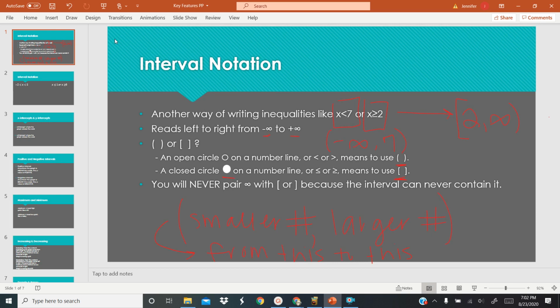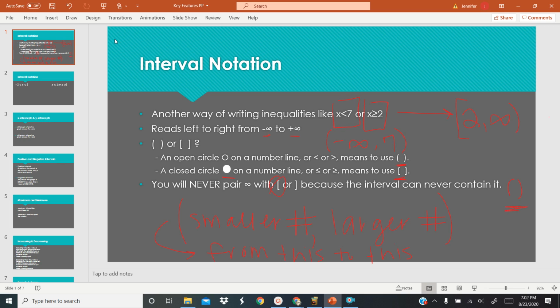Another side note is that anytime you have an infinity or a negative infinity, you're not going to use brackets, you're always going to use parentheses. That's because brackets are like a closed circle on a number line, meaning the number is in the interval, and infinity is never going to be in any interval of numbers. So you're always going to use parentheses with infinities.